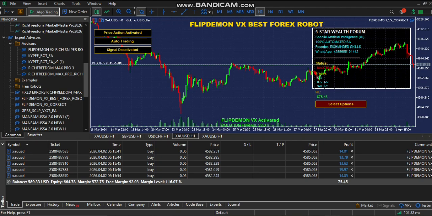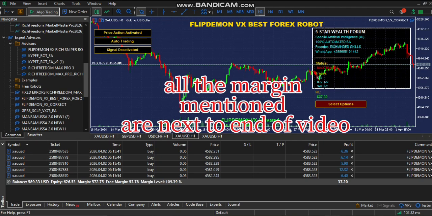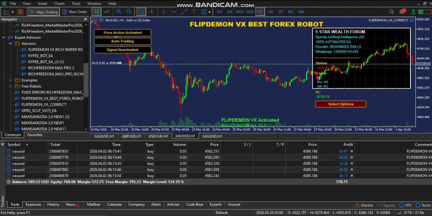The margin level, look at this number, 2,590%. That is a very healthy margin level. It means the account is not under stress. The trades are well managed. There is plenty of breathing room. Now, free margin is $1,599. This means even while trades are running, we still have flexibility to act if the market requires it.